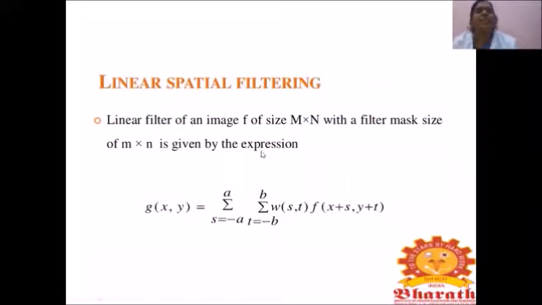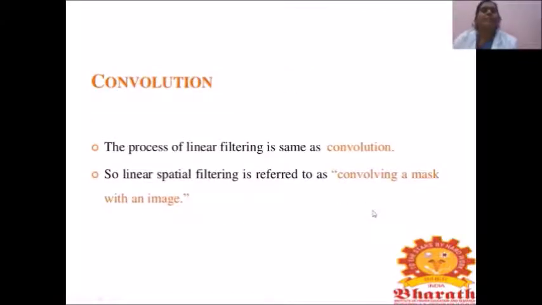Next, linear filtering of an image f of size M by N with a filter mask of size m by n is given by the expression g(x,y), the degraded image, equals the summation of s from -a to +a, t from -b to +b, of w(s,t) f(x+s, y+t). This is the operation for linear spatial filtering, and we will see the convolution. The process of linear filtering is the same as convolution, so linear filtering is referred to as convolving a mask with an image.